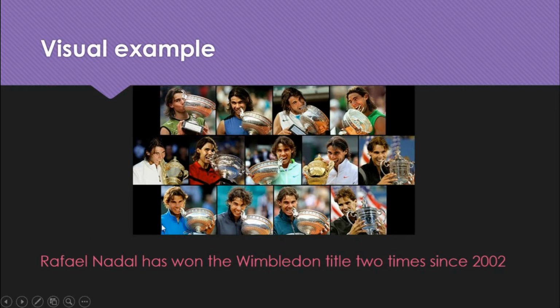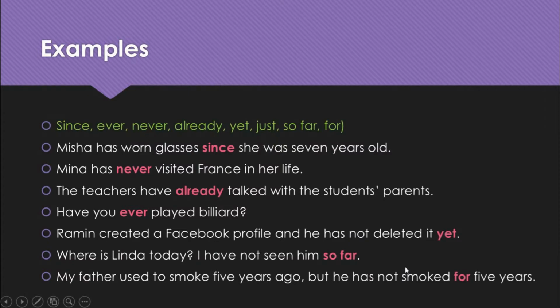Look at this visual example. So this is Rafael Nadal. He has won the Wimbledon title 2 times. One here, this golden trophy, and this one, right? These 2, right? 1, 2. So he has won this tournament 2 times. So I'm saying Rafael Nadal has won the Wimbledon title 2 times since 2002, right? I have since because I'm giving you a specific time again, right? So it's very important that you go on and actually look it up and practice a little bit since and for to understand them better.